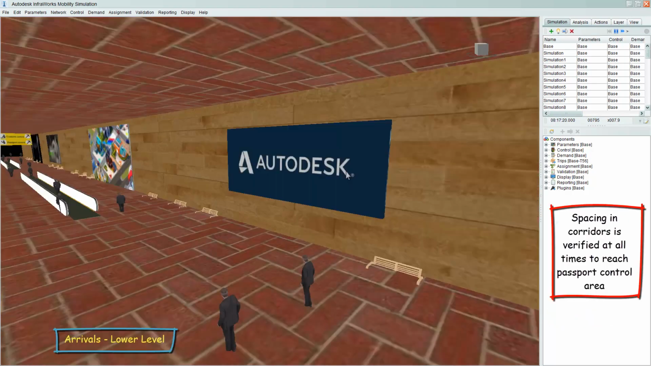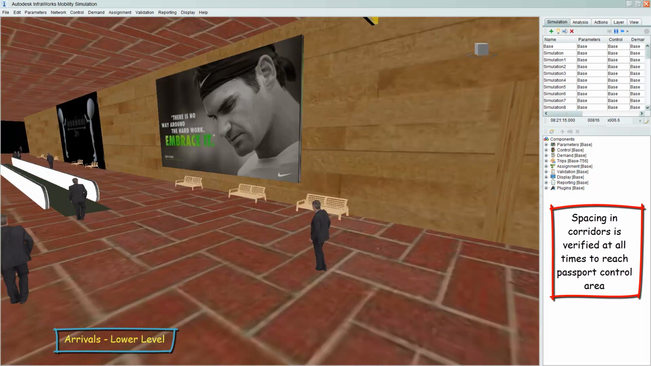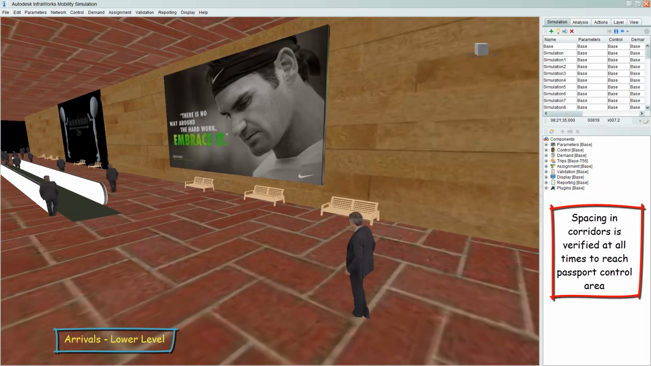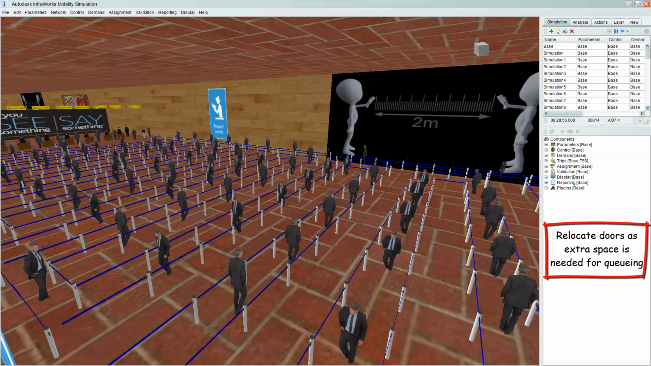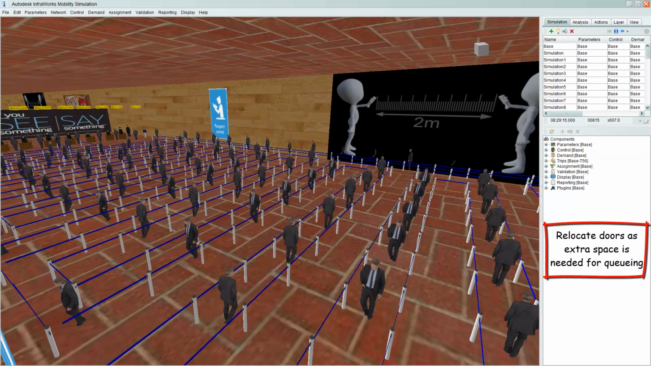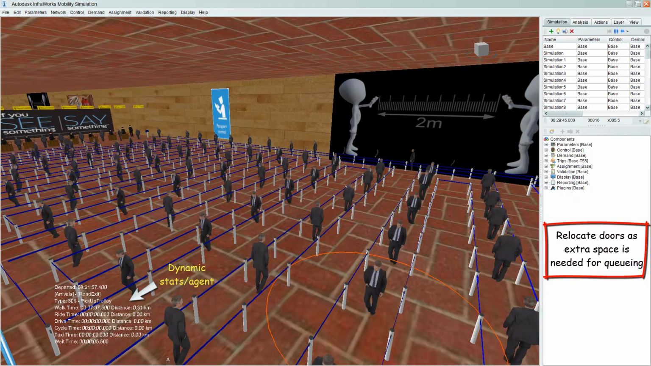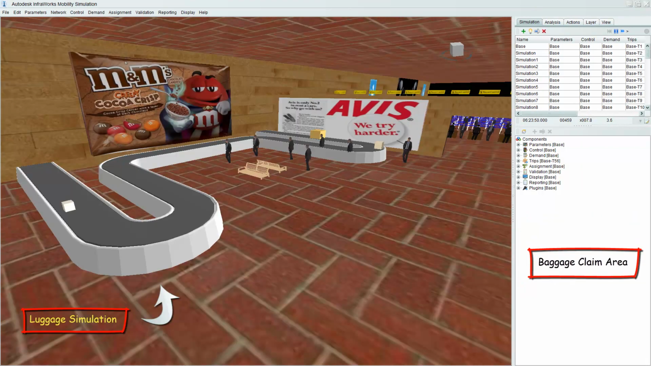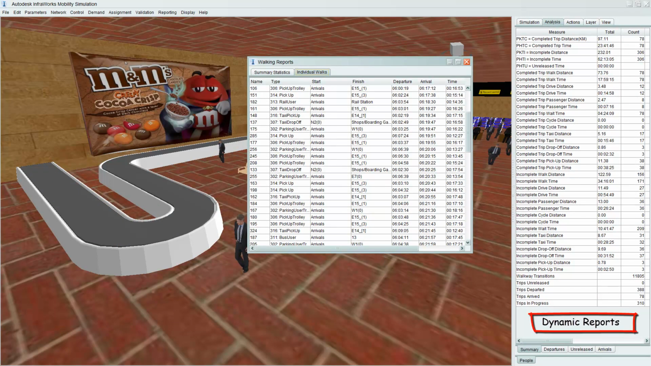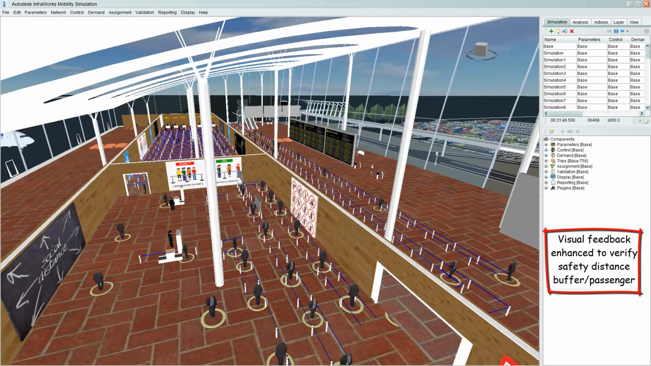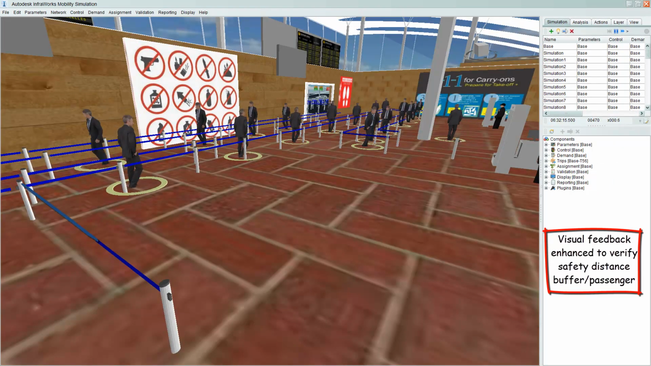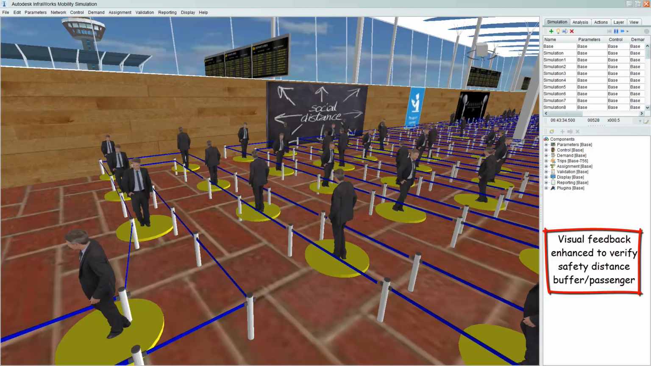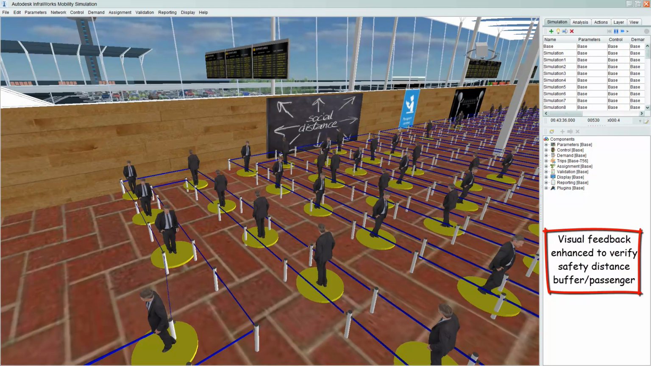As people deplane, spacing in corridors is verified to reach passport control areas. Doors must be relocated, a necessary number of additional security agents is computed without collapsing the network, finally reaching the baggage claim areas, maintaining distancing. At any point, reports can be created and visual feedback can be enhanced by visualizing a safety distance ring or a buffer safety circle around each passenger to constantly analyze proper distancing.